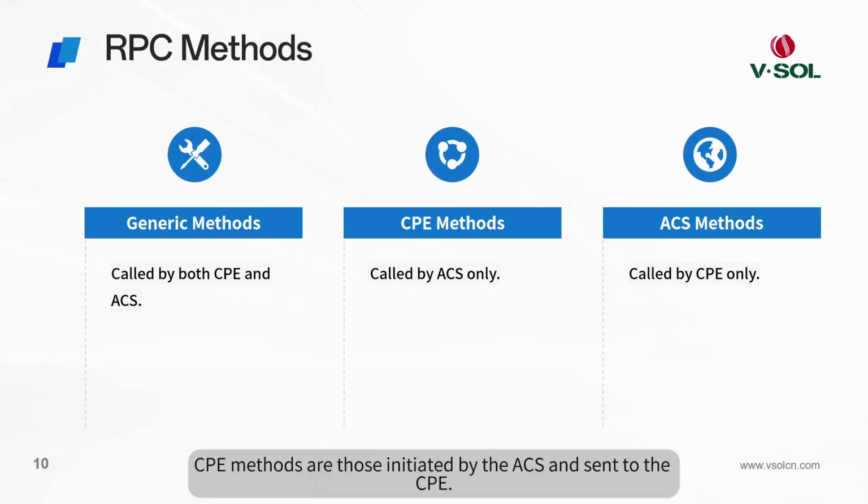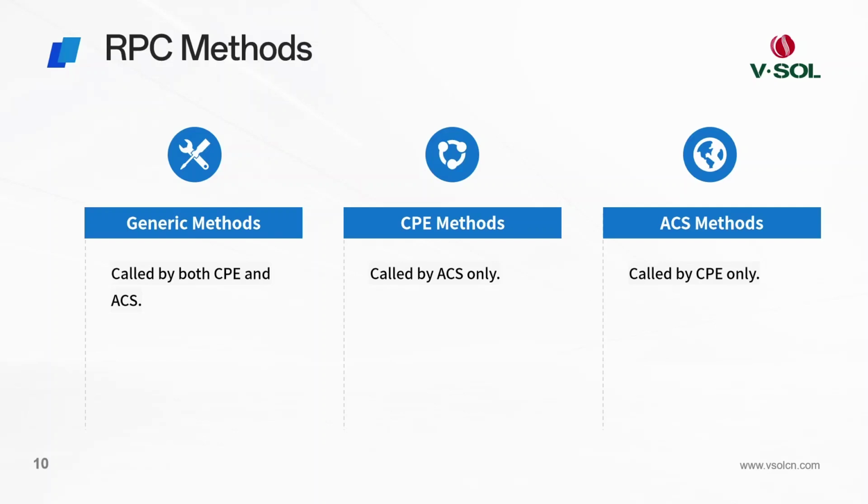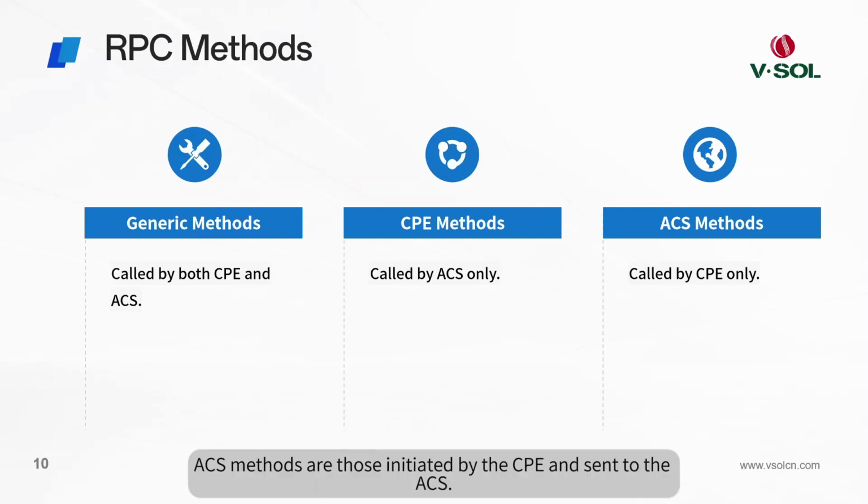CPE methods are those initiated by the ACS and sent to the CPE. ACS methods are those initiated by the CPE and sent to the ACS. Generic methods are those that both the CPE and the ACS can initiate.